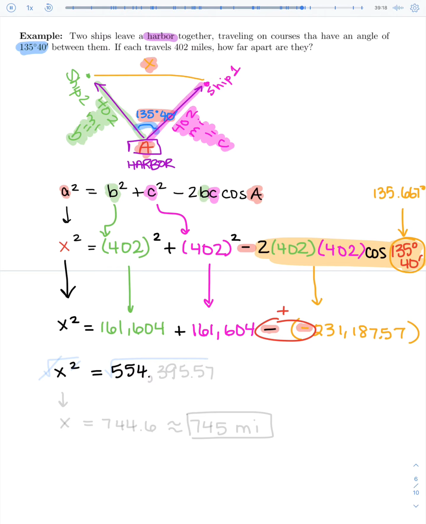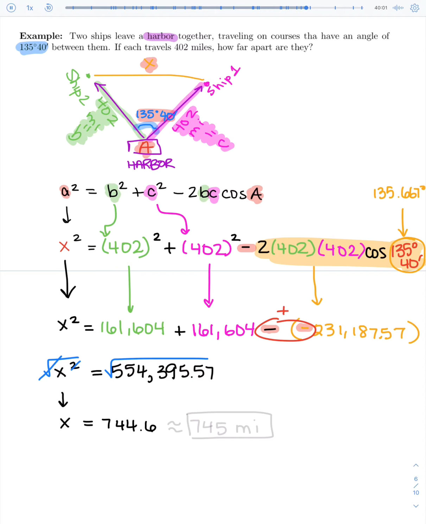554,395.57. This might be slightly off depending on how you rounded, but it should be pretty close. The next thing you should do is remember this is x squared, not x, so we need to get rid of the squared by taking the square root of both sides of the equation. So that will just get us x then, and so that will give us that x equals the square root of this thing, which gives us 744.6. And if we go back to the original problem, it says how far are they apart.